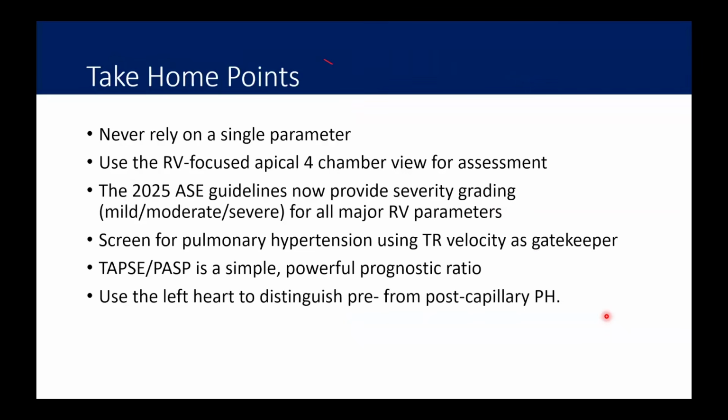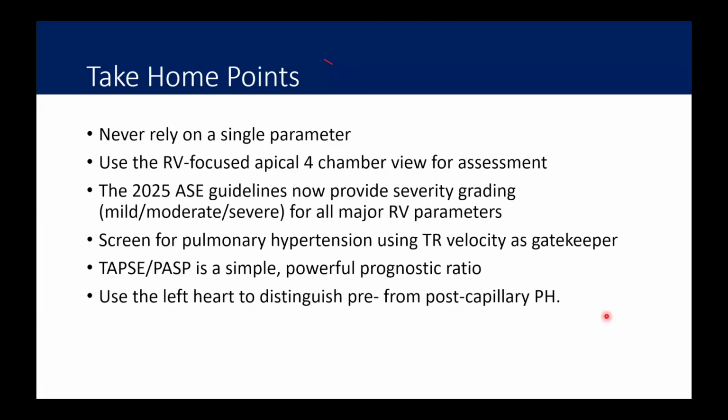And so, just some of the take-home points that I want to emphasize from this talk is that never rely on a single parameter, right? So remember, your TAPSE can overestimate the function with apical traction. Your S prime can overestimate with leftward tethering. Your FAC misses your RVOT. Your strain is load dependent. Each metric has a blind spot, and the power of echo, as emphasized in the guidelines, is an integrated assessment. If one parameter says it's normal, but the RV looks sick, trust your eyes and get more data.